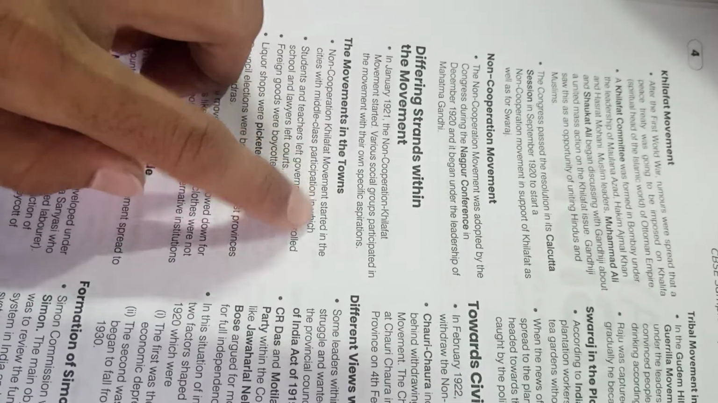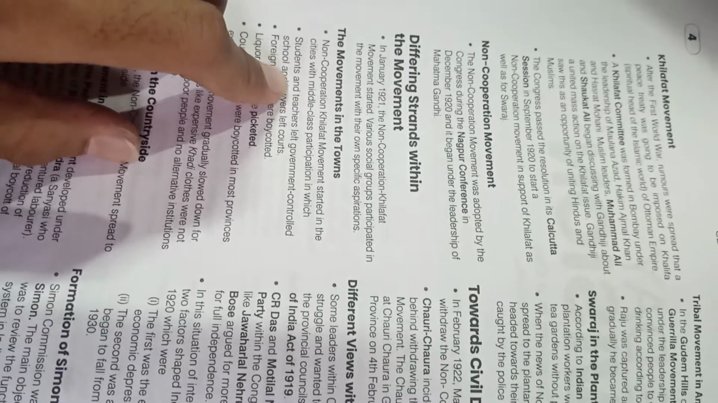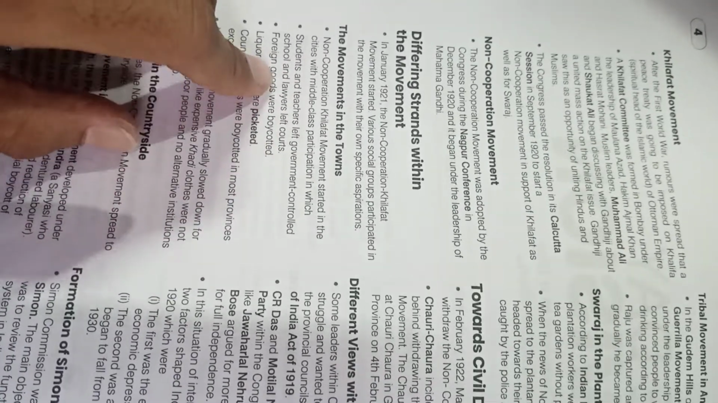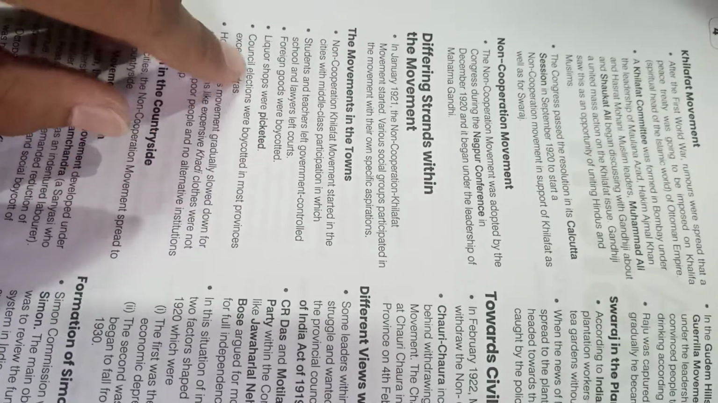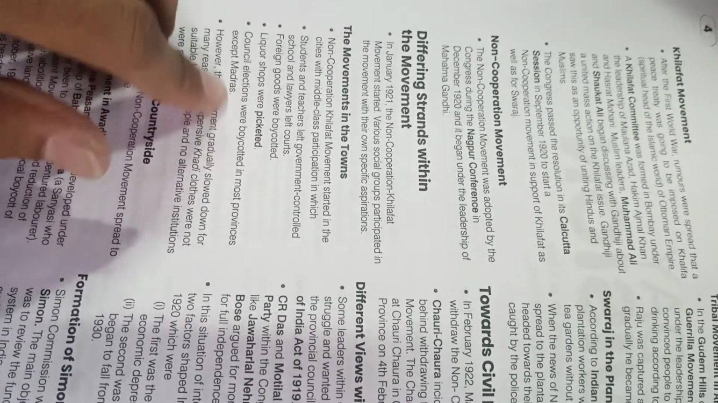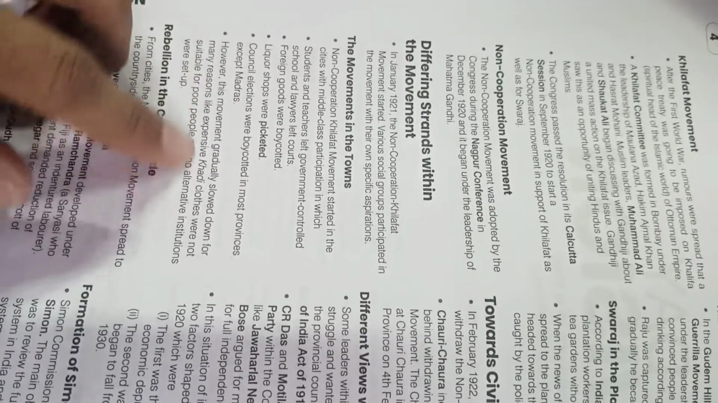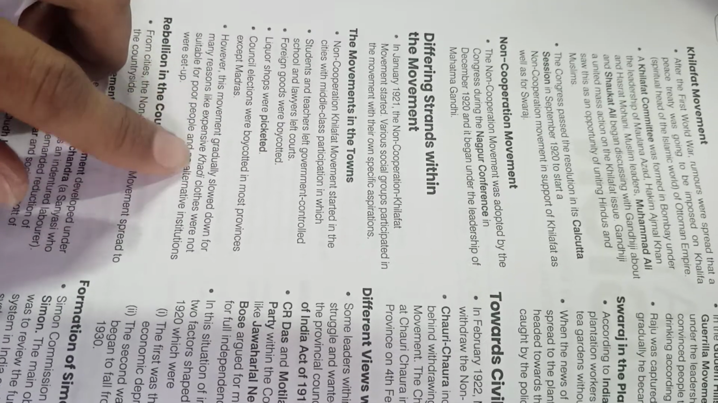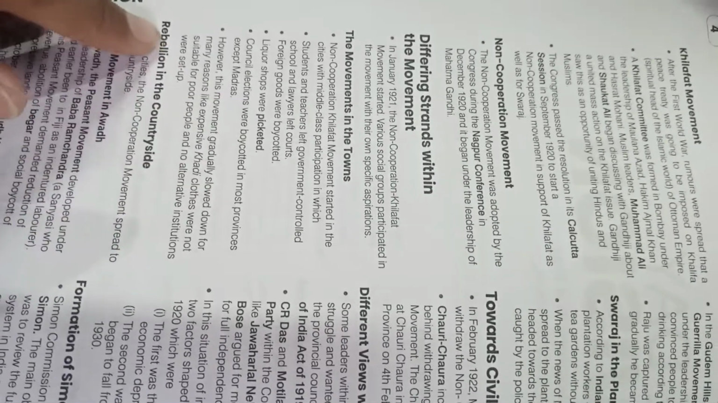The movement in the towns: the non-cooperation Khilafat movement started in the cities with middle class participation, in which students and teachers left government-controlled schools and lawyers left courts. Foreign goods were boycotted, liquor shops were picketed, and council elections were boycotted in most provinces except Madras. However, this movement gradually slowed down in many regions, as expensive khadi clothes were not suitable for poor people and no alternative institutions were set up.